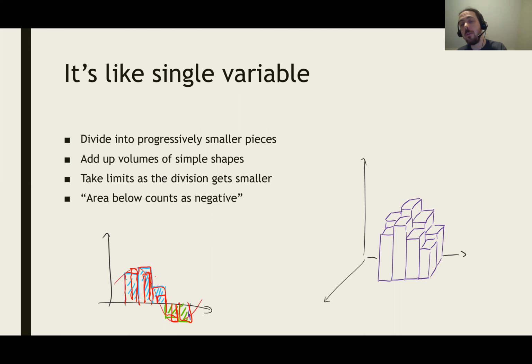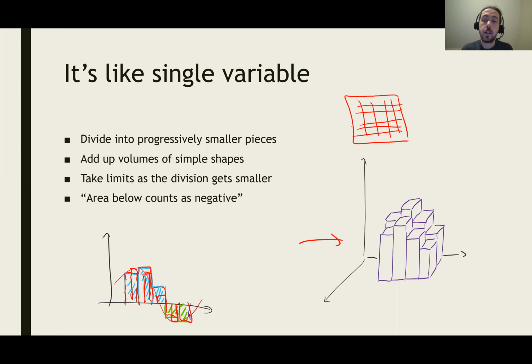For functions of two variables, it's very, very similar, except now we're dividing, say, a rectangular region in the xy plane into progressively smaller and smaller rectangular subdivisions. And then we are multiplying the area of those little rectangles by the height of the graph over top of it, and calculating the total volume contribution. And we have to keep track of the fact that I mentioned in the previous video, that area below the axis, or below the xy plane, counts as negative area or negative volume.